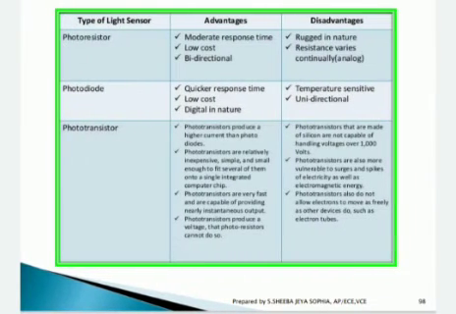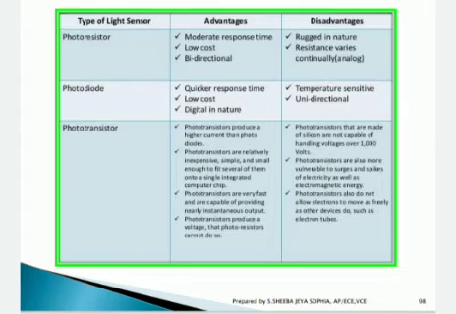Moving to the advantages and disadvantages of the phototransistor. Phototransistors have advantages like producing a higher current than photodiodes, and they are relatively inexpensive, simple and small enough to fit several transistors in a single integrated chip. These phototransistors are also very fast and capable of providing nearly instantaneous output. A phototransistor can produce a voltage, which photoresistors cannot do.